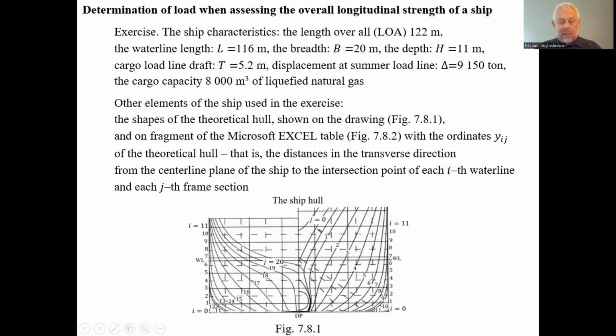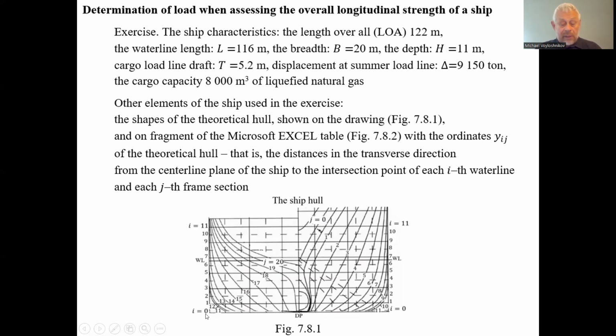Besides, we have here the indication of the numbers of the theoretical frames. The theoretical frames characterize the shape of the transverse section of the ship. So the water line numbers we indicate as I, and the transverse section shapes we indicate by the J number. The first J number is the original, excuse me, not the first, but the 0, 1. Next we have the numbers of the water lines, the first, second, third, etc. This is watching towards the ship bow.